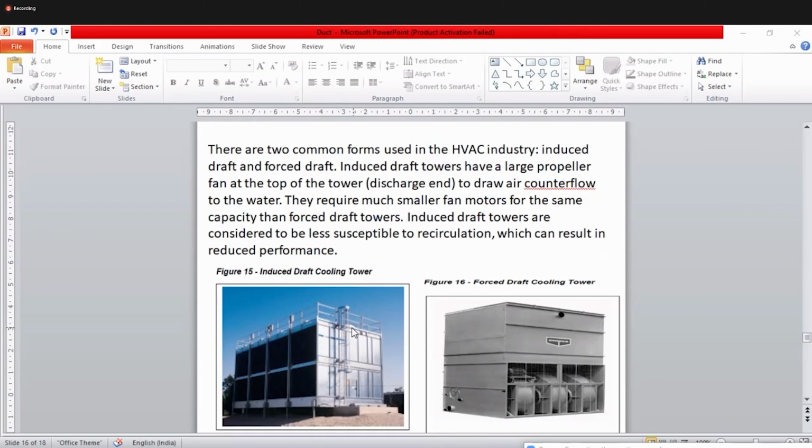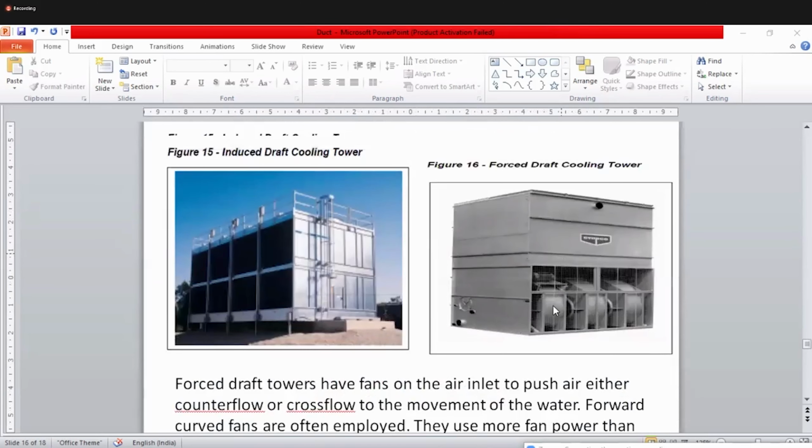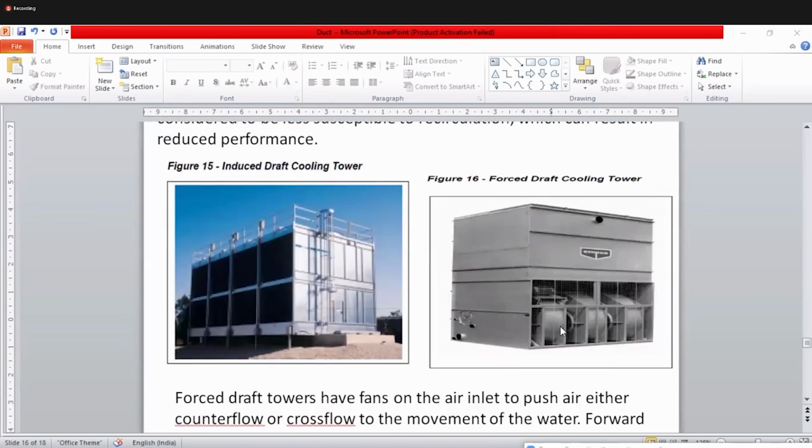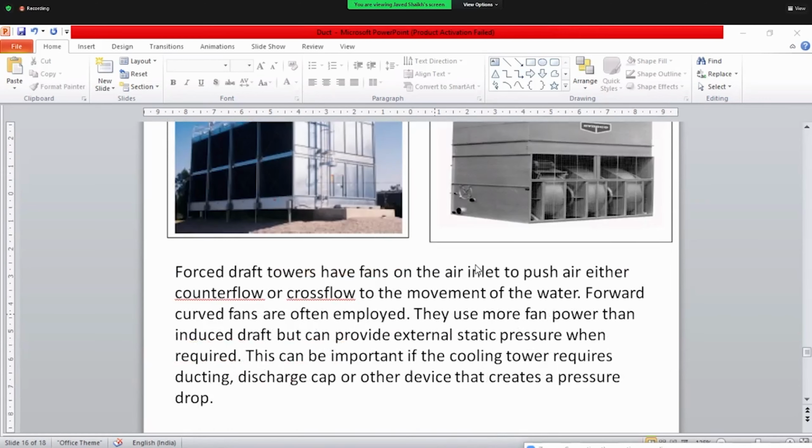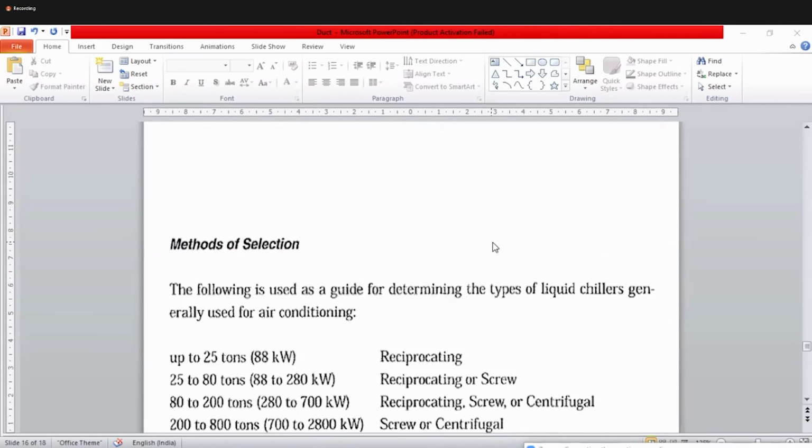Above that, you can see there is a fan like the air cooled chiller. There is a fan above, so the air will be sucked from here and it will move upward. So it's called an induced draft. And what is the forced draft? The forced draft is here, you can see. Here the fan is at the bottom and it sucks the air and pushes the air to the top. So this is the difference between the induced and the forced draft. This is the basic of that, induced and forced draft.